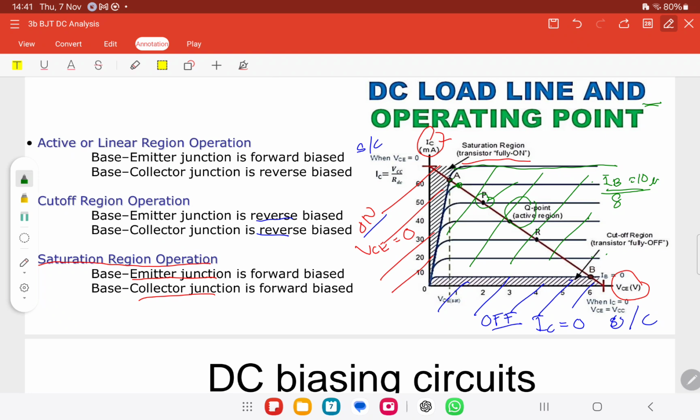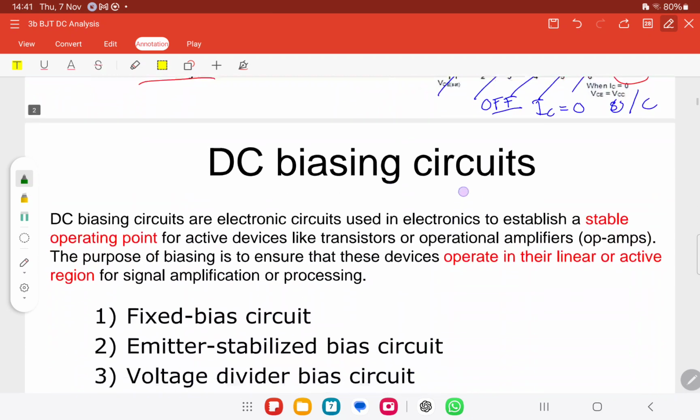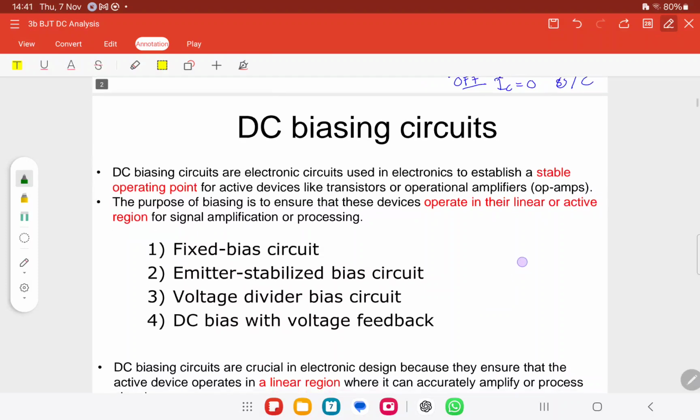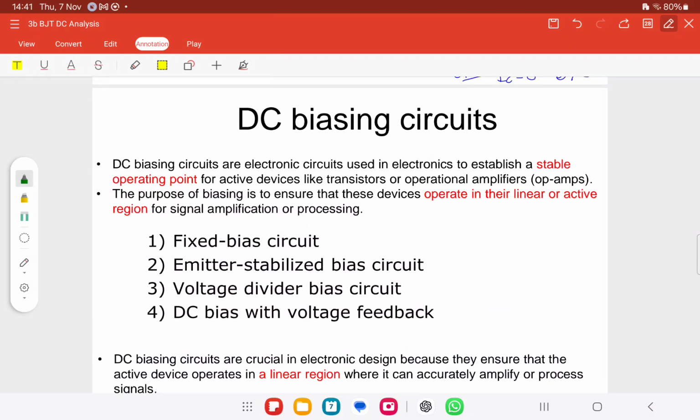Q point is the most optimum one. Okay, so for this one is active region, one forward, one reverse. This is for the biasing circuit. This one is considered as the connections.